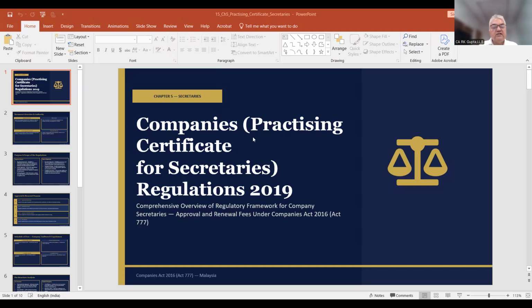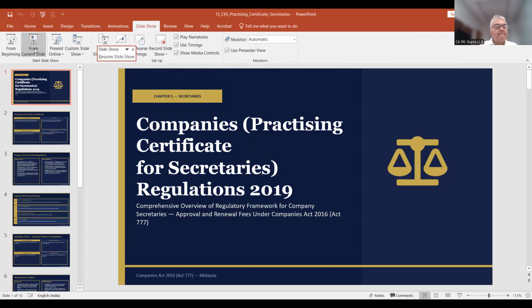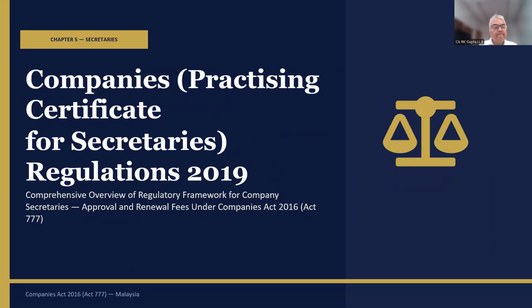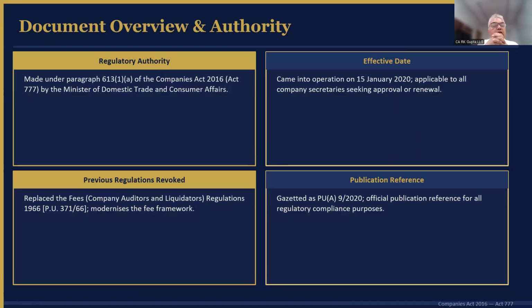So, the Companies (Practicing Certificate for Secretaries) Regulations 2019. Regulatory authority: made under paragraph 6131A of the Companies Act 2016, Act 777, by the Minister of Domestic Trade and Consumer Affairs. Effective date is 15th January 2020, when it came into operation, and it is applicable to all company secretaries seeking approval or renewal.